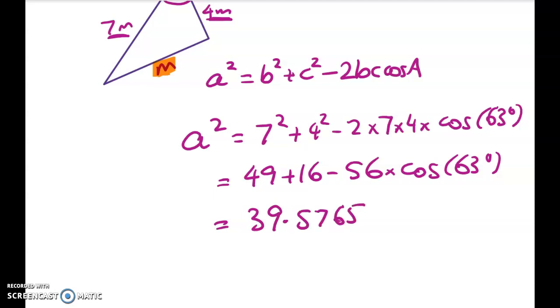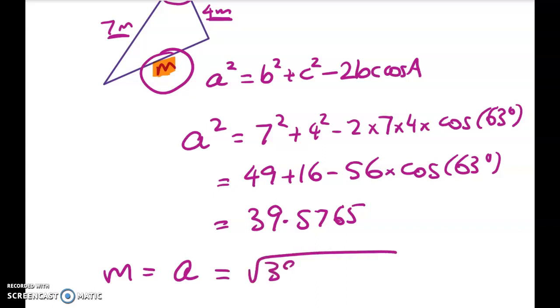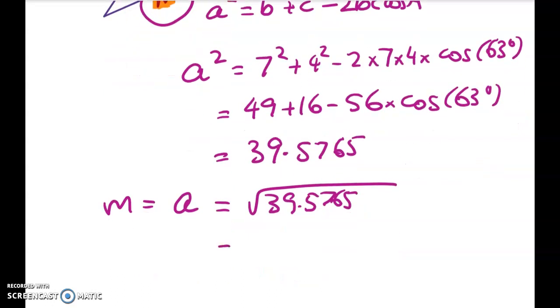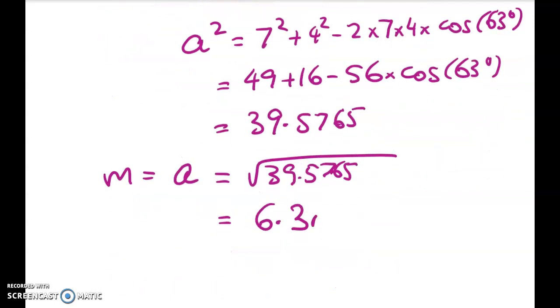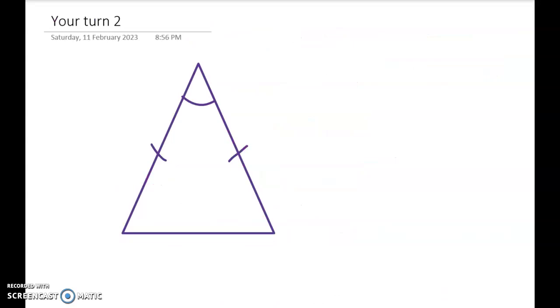So we don't want a squared, we just want a. And a is the same as length m. So m is equal to the square root of this, which gives me 6.29 or 6.3. What did I say for units? 6.3 meters.